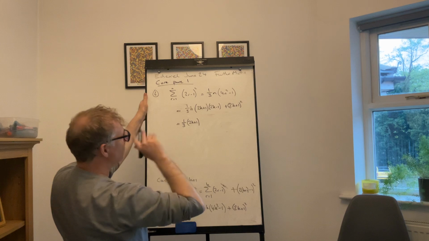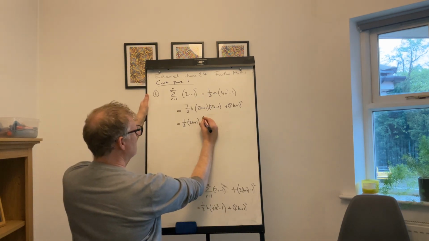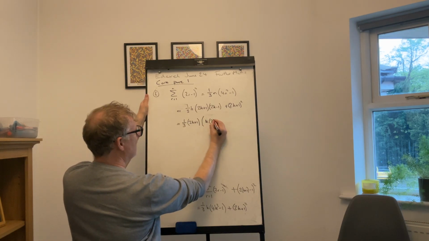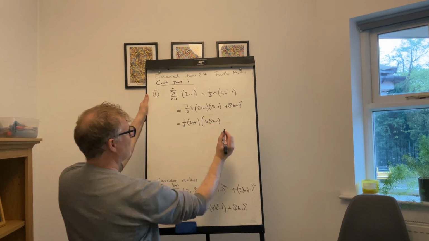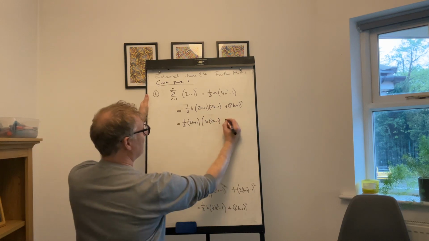Not a 2k plus 1, but we'll come back to that. That'll be okay. And then what are we going to have left when we take that out? We're going to have that k. We're going to have a 2k minus 1. We're going to have a plus.